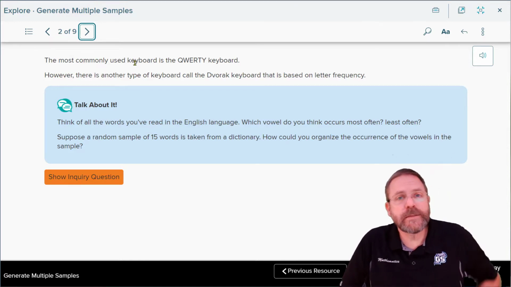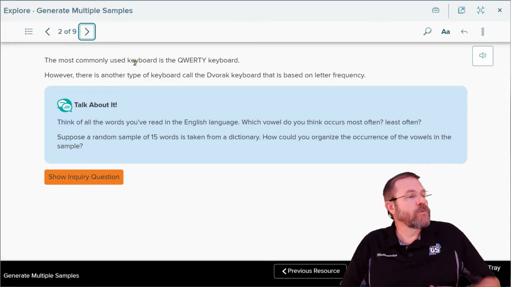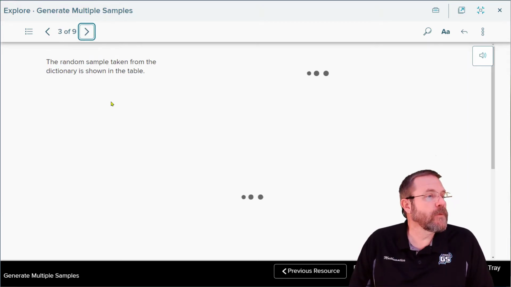However, there is another type of keyboard out there called the Dvorak, the keyboard that is based on letter frequency. Think of all the words you read in English. Which vowel do you think is going to occur the most often, the least often? Suppose a random sample of 15 words is taken from the dictionary. How could you organize the occurrence of these vowels in the sample? This is what we're going to be looking at in this problem.